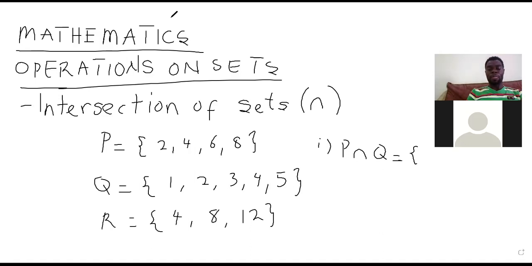P intersection Q. Okay, meaning the members that are common to both P and Q. And that will be, we have 2 in P, 2 in Q, 4 in P, and 4 in Q. So that will be 2, 4. So P intersection Q is 2, 4. Good.